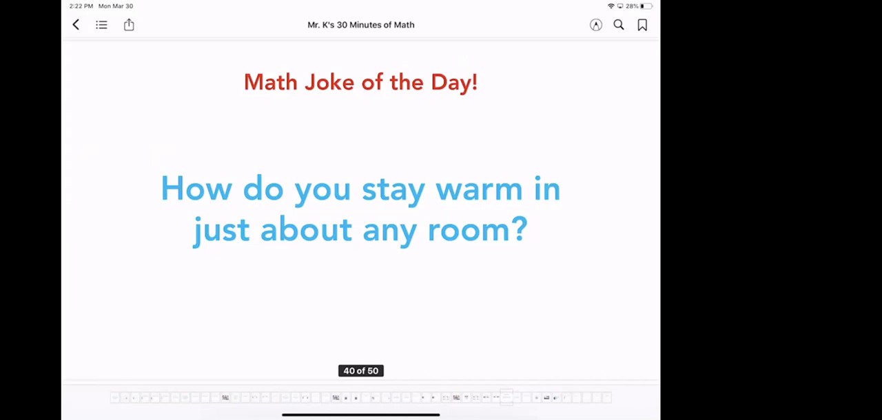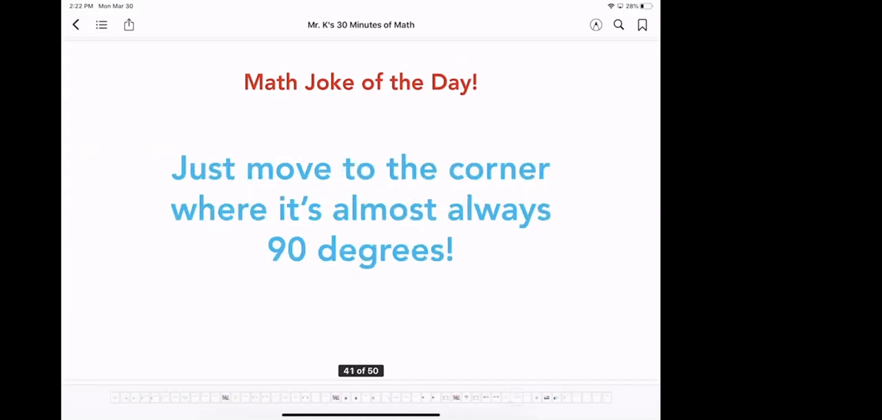Okay, let's see if you got it. Here it is. Just move to the corner where it's almost always 90 degrees. All right, if you're not exactly sure what that means, if you haven't done geometry yet or you're not feeling as strong on your fractions, that is okay.